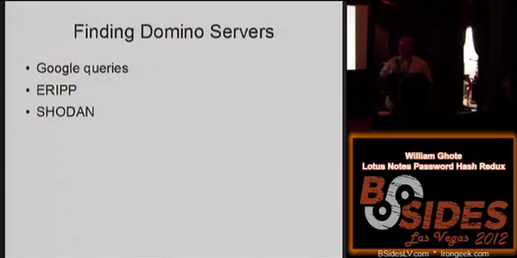So how do you find these Domino servers? They're scattered all over, and mainly what I'm talking about today is web access to Domino servers. So there's three ways that I went about that. There's actually some known Google queries that are talked about in Google Dorks, and so we'll show you a couple examples there. ERIP is the Every Routable Internet IP project, and that has some interesting results when you query that.